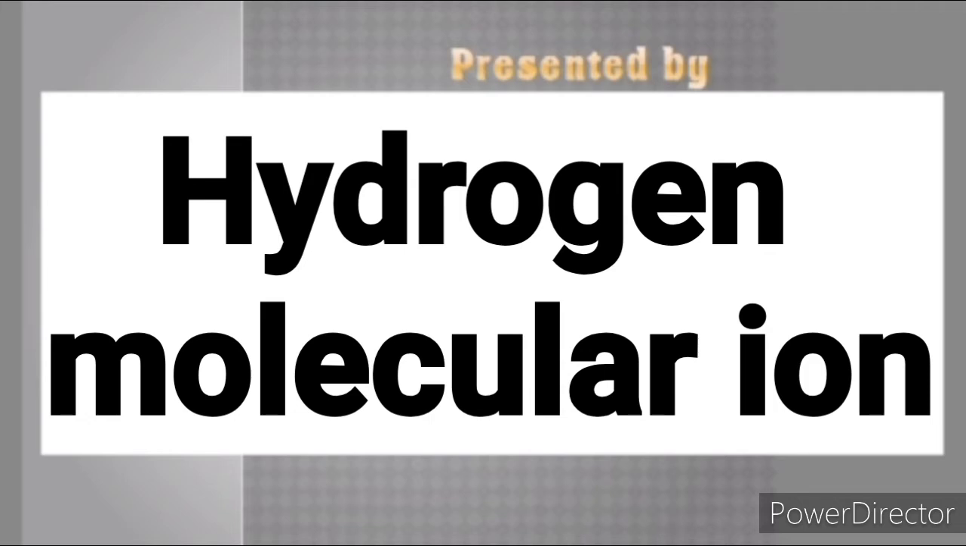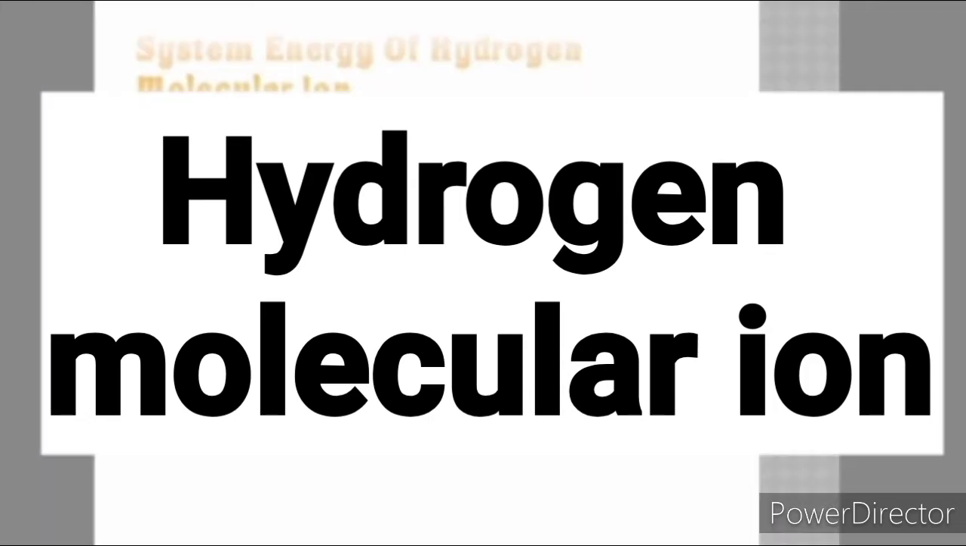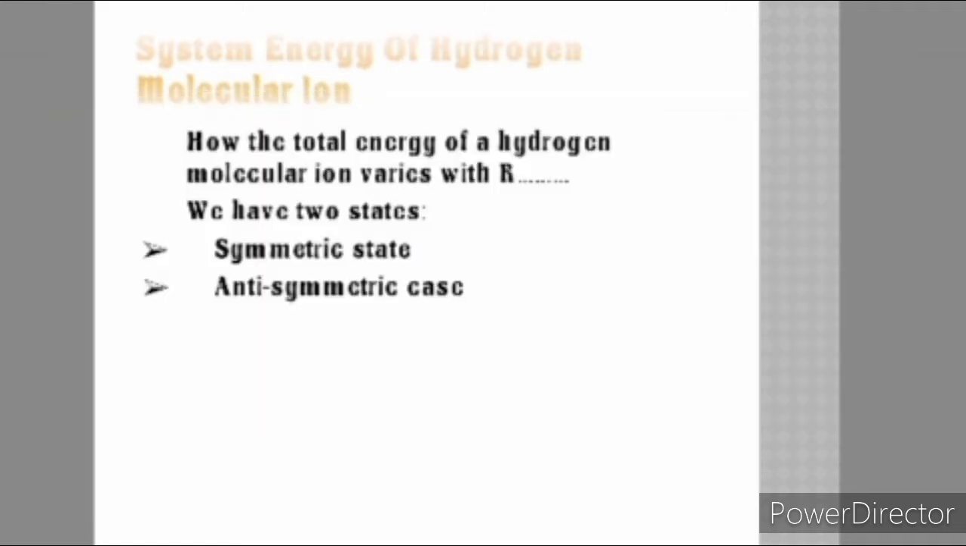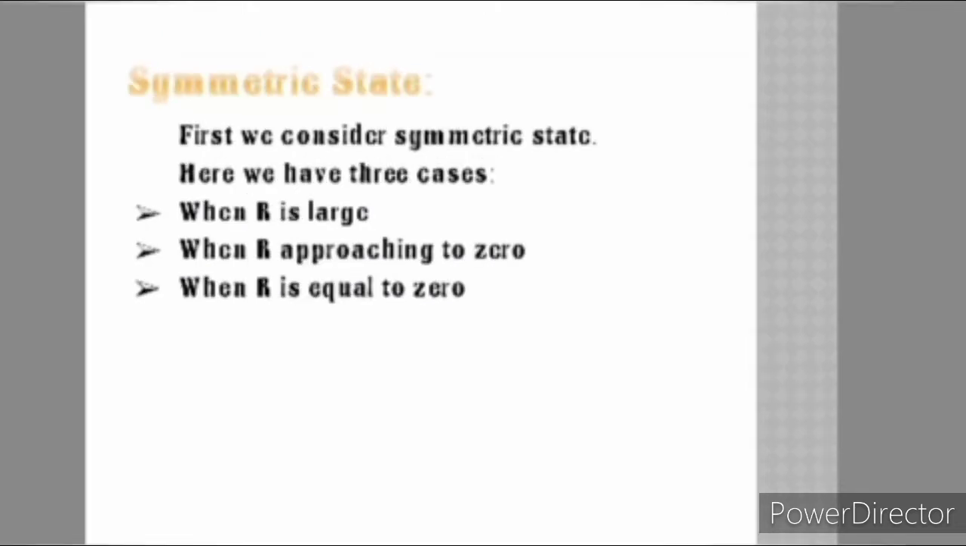Topic of atomic and molecular physics, that is the system's energy of the hydrogen molecular ion. How does the hydrogen molecular ion system's energy vary with R? R is the separation variable here. As we know, there are two possible states, symmetric state and antisymmetric state. So for this purpose, first of all, we consider the symmetric state.